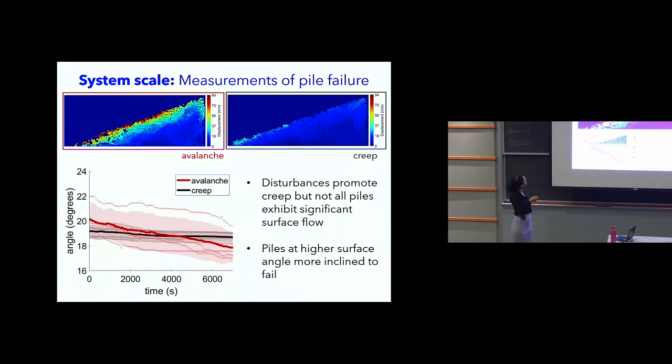Then we compare that for different experimental runs. For each of our experiments, the piles will creep due to those disturbances, but not necessarily have a failure event. By that I mean a kind of intermittent, significant surface flow avalanche that occurs. It varies from one experimental run to the other.